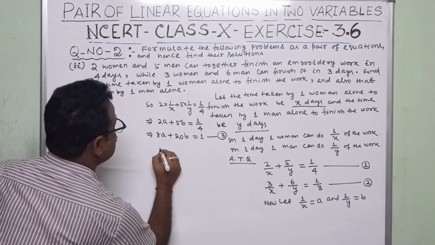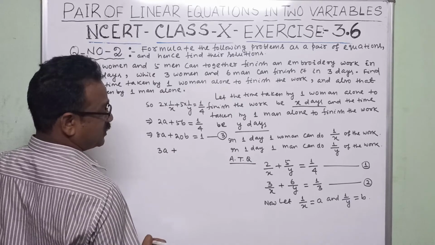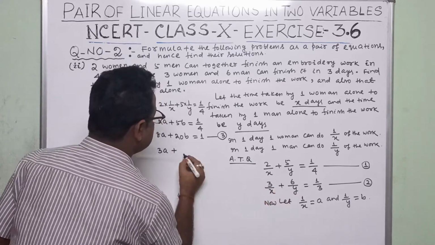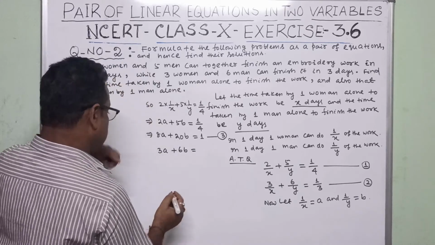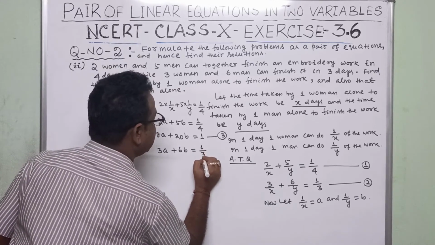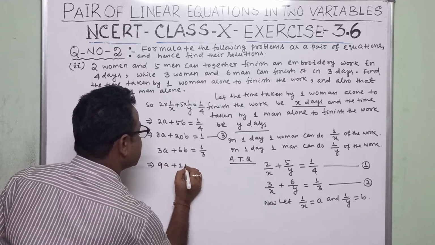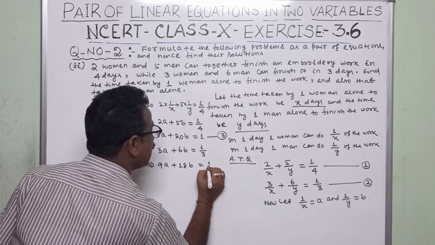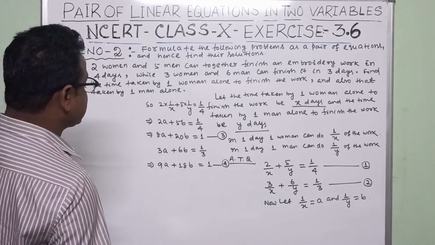3 by x, so 3a plus 6 by y, 6b is equal to how much? Is equal to 1 by 3. That implies your 9a plus 18b is equal to 1. This is equation 4. Now we will solve these two equations.